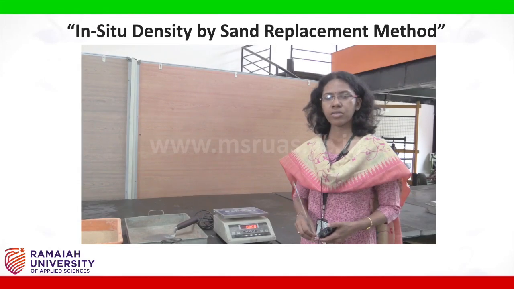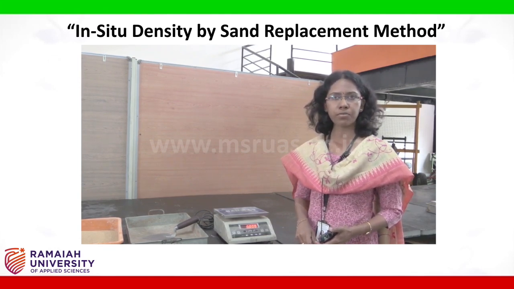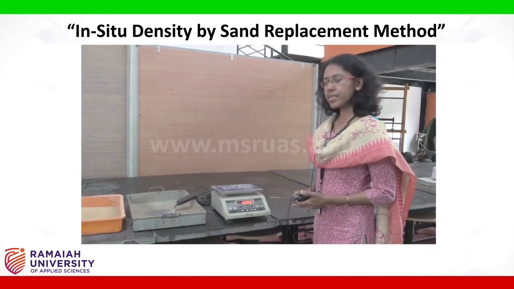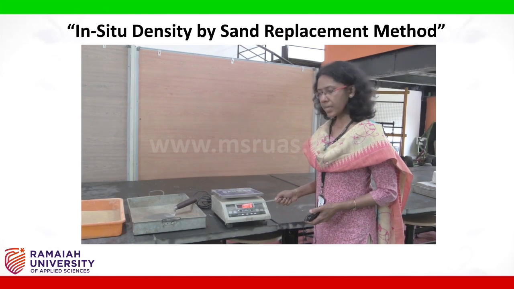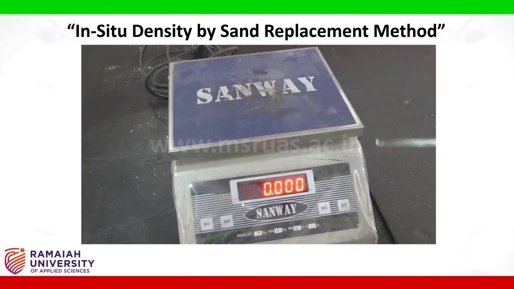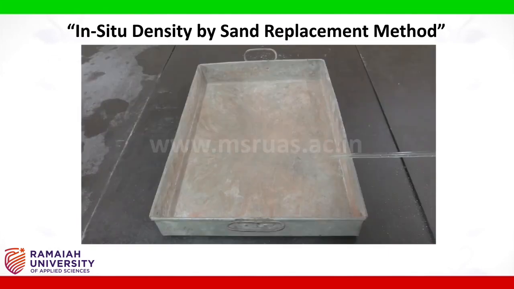Dear students, today we will be performing the sand replacement method of finding out the in situ density of the soil sample. The apparatus required for this experiment are a weighing balance. Weighing balance is used to weigh the sand as well as the soil sample. A tray. The tray is used to measure the sand sample for calibrating the sand.